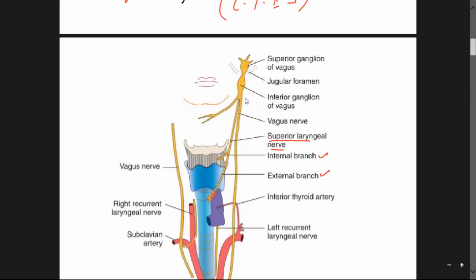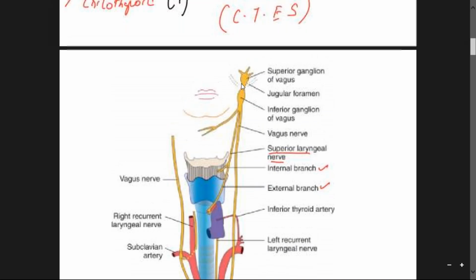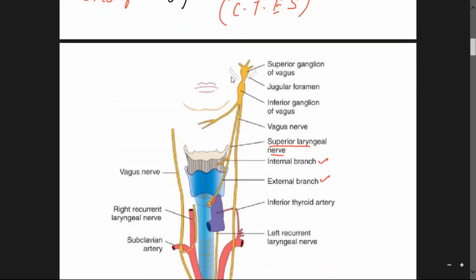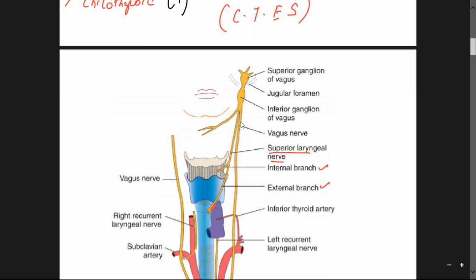So if you can see here, this is the jugular foramen from which the vagus nerve arises. There is a superior ganglion here and an inferior ganglion here. You can see the vagus here. This is the vagus nerve, and this is the superior laryngeal nerve. You can see that it is branching into two. This will become the internal branch and this will become the external branch. Here is the cricothyroid muscle. So all muscles of larynx are supplied by the recurrent laryngeal nerve, which is a branch of vagus nerve, except the cricothyroid, which is supplied by the external branch of superior laryngeal nerve.